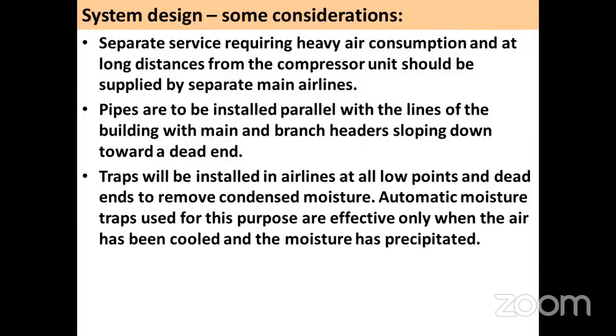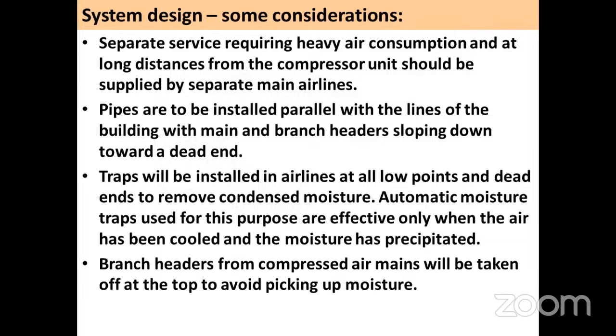One more thing: if a branch needs to be taken, it should be taken from the top of the pipeline. Branch headers from compressed air lines will be taken off at the top to avoid picking up moisture. Moisture gets condensed at the bottom point, so we need to take a branch from the top of the header.